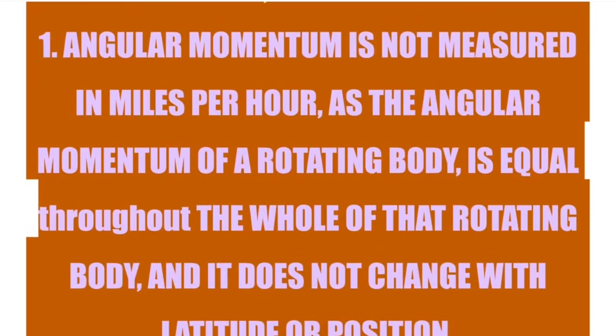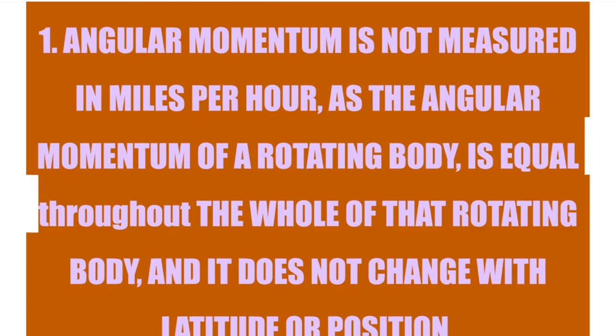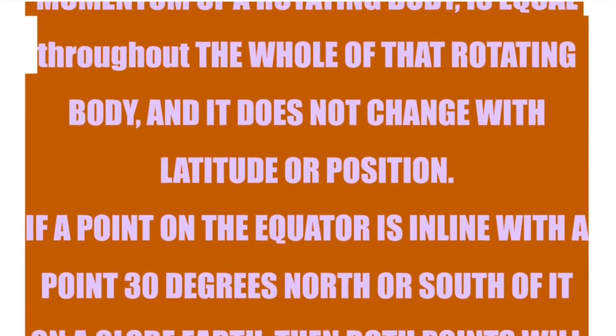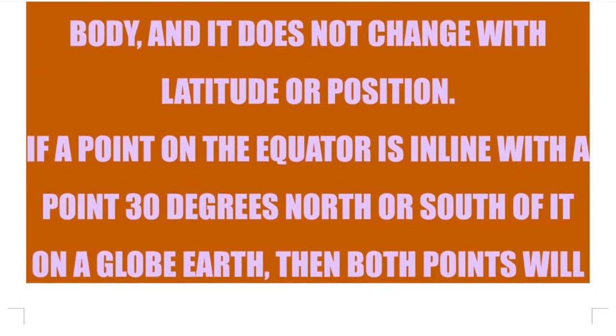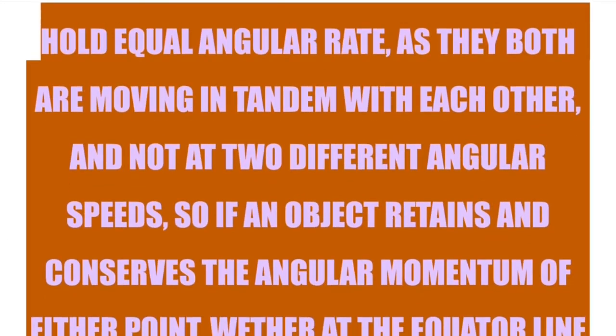The first one: angular momentum is not measured in miles per hour, as the angular momentum of a rotating body is equal throughout the whole of that rotating body, and it does not change with latitude or position. If a point on the equator is in line with a point 30 degrees north or south of it on a globe Earth, then both points will hold equal angular rate as they both are moving in tandem with each other and not at two different angular speeds.